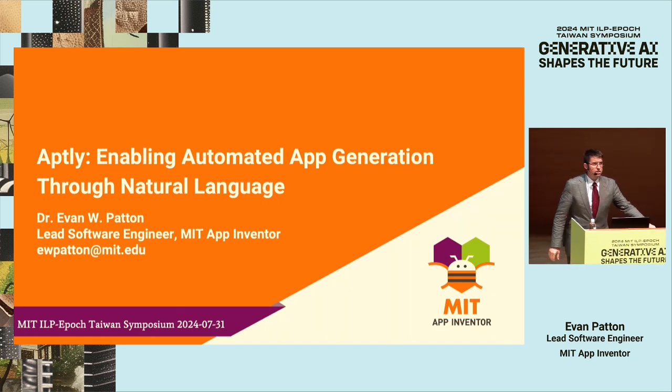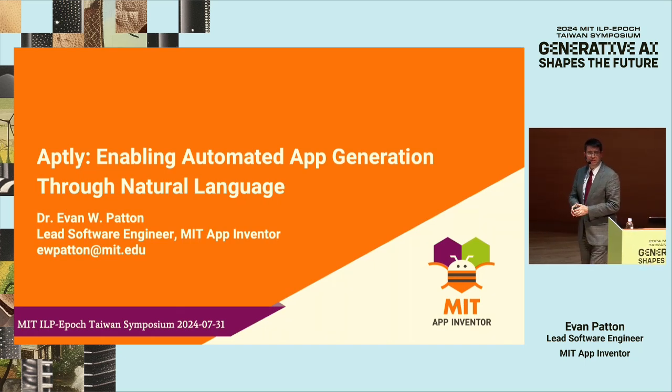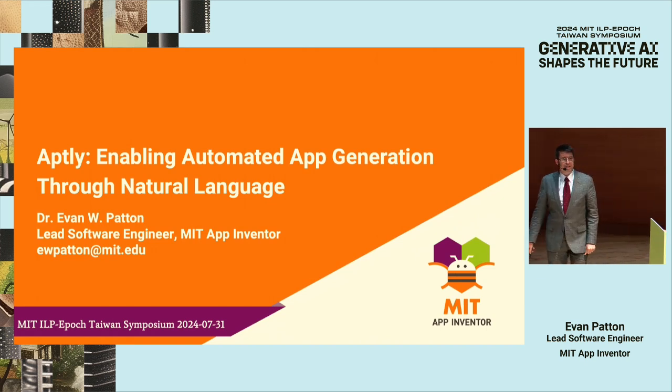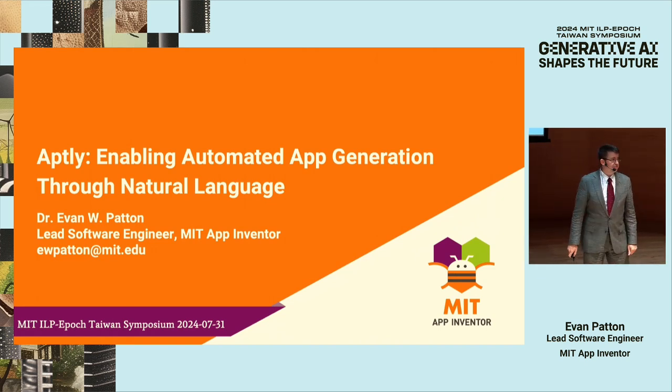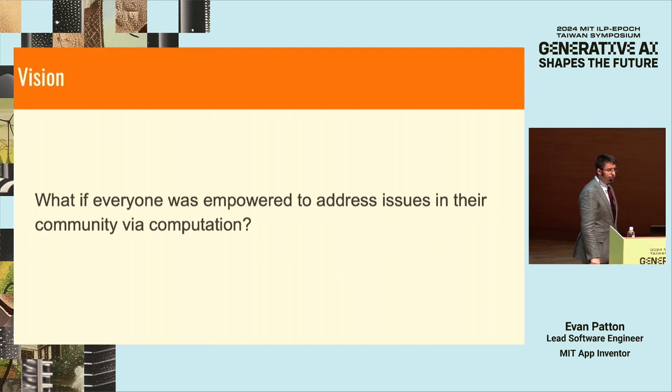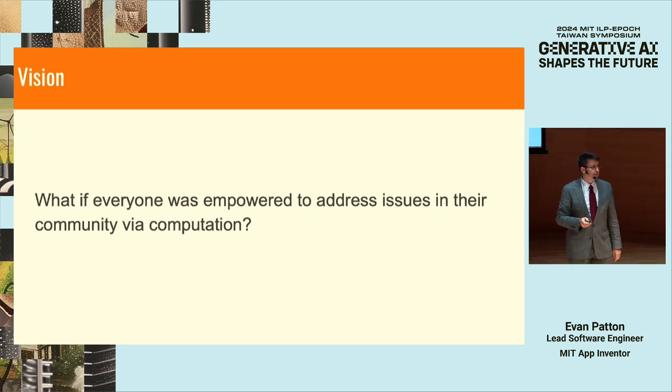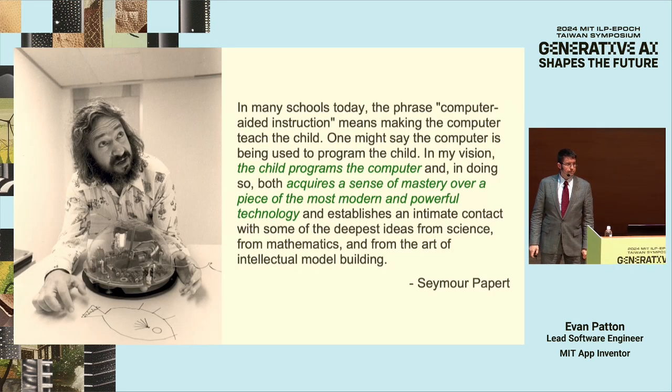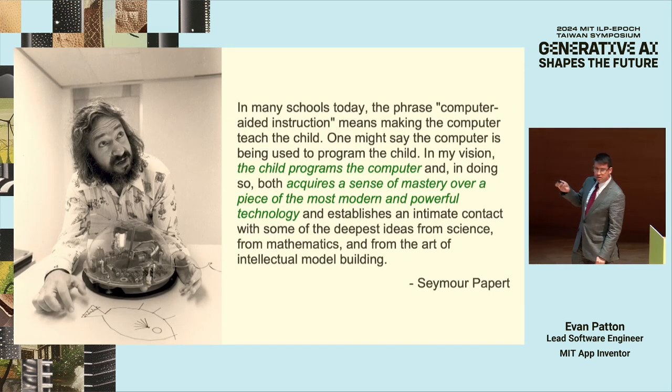Today I'm going to be talking to you about a project we've been working on called Aptly, which enables automatic app generation from natural language. Now, App Inventor's mission really comes down to this idea of what if everyone were empowered to solve problems in their community via computation. And this is not a new idea. This idea has been around for many decades.